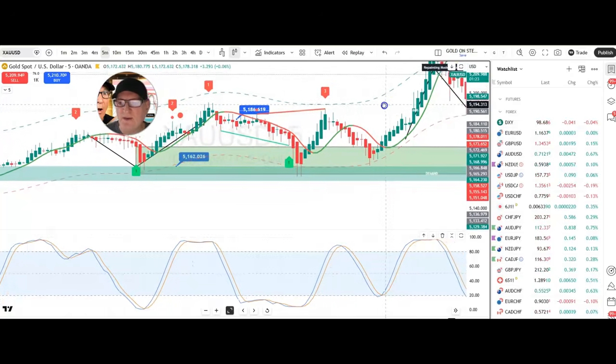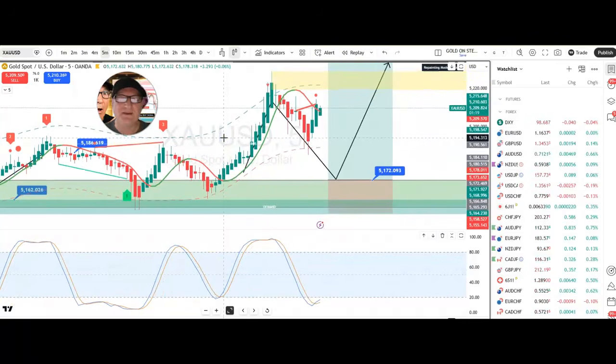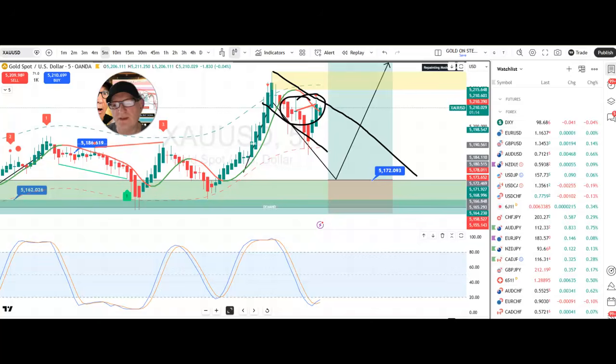Now we can see that the price has rallied in the last couple of hours, and I suspect there's going to be further downside momentum into this trade because we do have negative hidden divergence on the gold on steroids software. So I think this pattern that we're seeing emerge is going to create a channel, and we're going to see the price bounce in the next few hours.